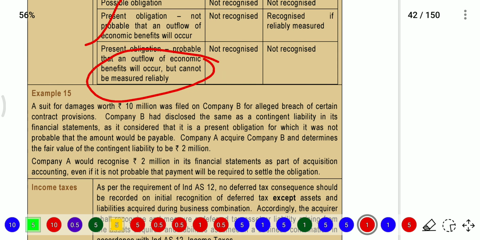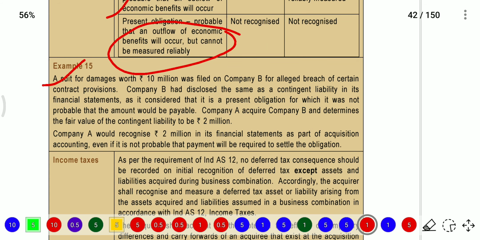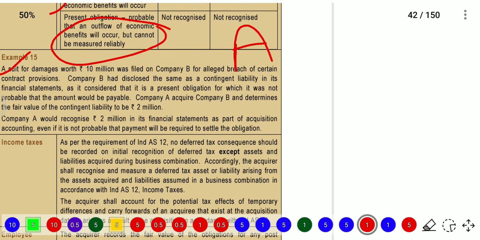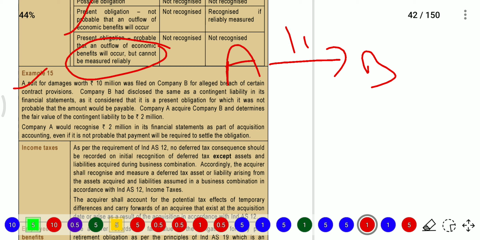Now example number 15. In example 15, a suit for damages worth 10 million was filed. Here one company, A, has sued company B for damages of 10 million, alleging breach of certain contract provisions. Company B has disclosed the same as a contingent liability in its financial statements. So A sues for 10 million and company B shows it as a contingent liability in its financial statements. It is considered a present obligation for which it was not probable that the amount would be payable.